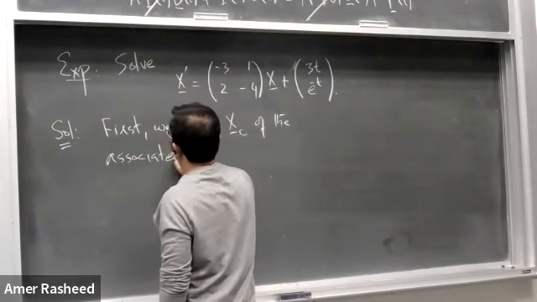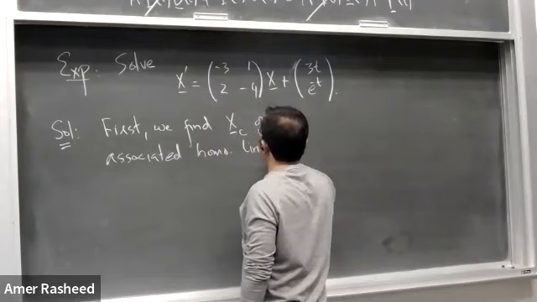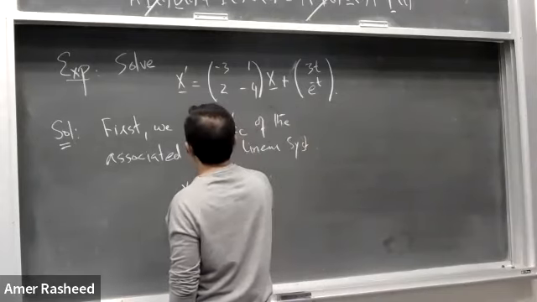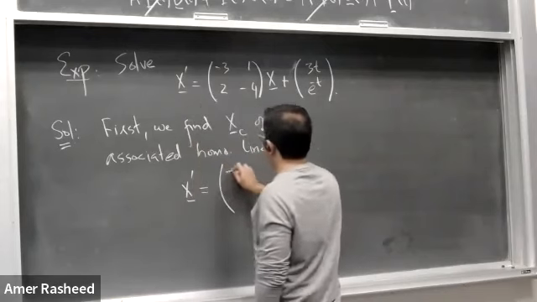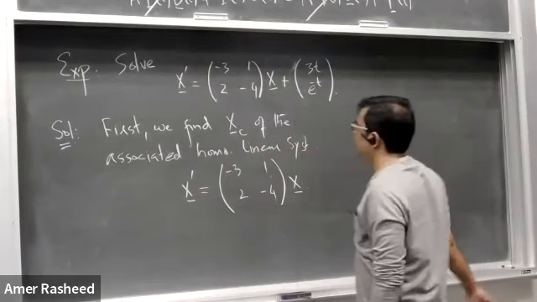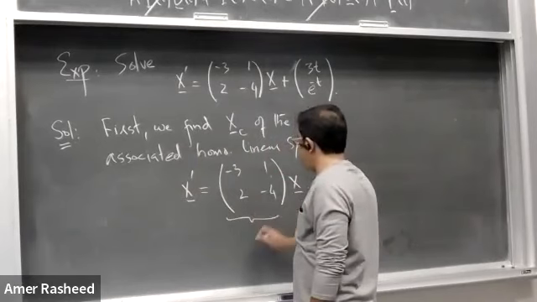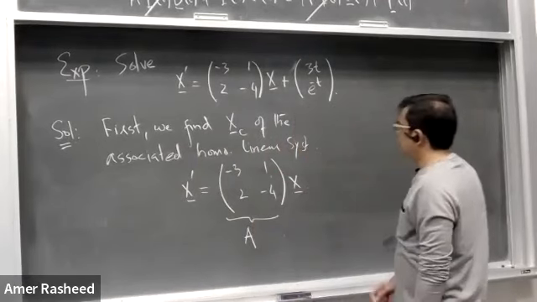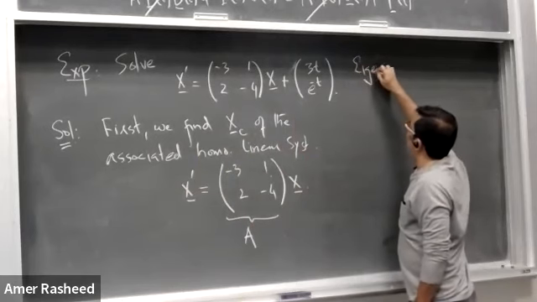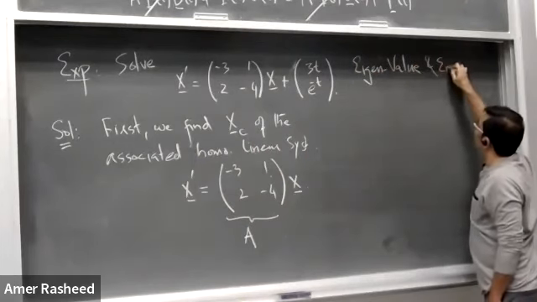Find xc of the associated homogeneous linear system. Okay, what is the associated homogeneous linear system? It is x dash is equal to the matrix minus 3, 1, 2, negative 4 times x. Okay, this is the system, and this is your matrix A. How to find its solution? We try to find the eigenvalues and eigenvectors.